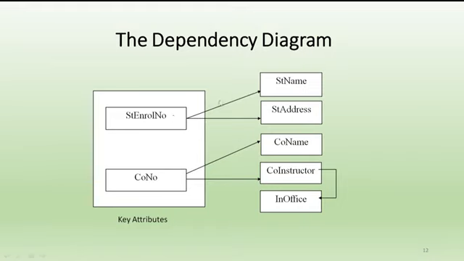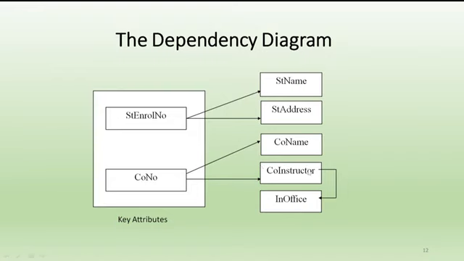Only student enrollment number can determine student name. Only student number can determine the student address. We don't require the course number for this functional dependence. Course number can clearly define the course name. The course instructor name is dependent on the course number itself. So the diagram clearly shows that there is no fully functional dependency in this case. So what should we do?